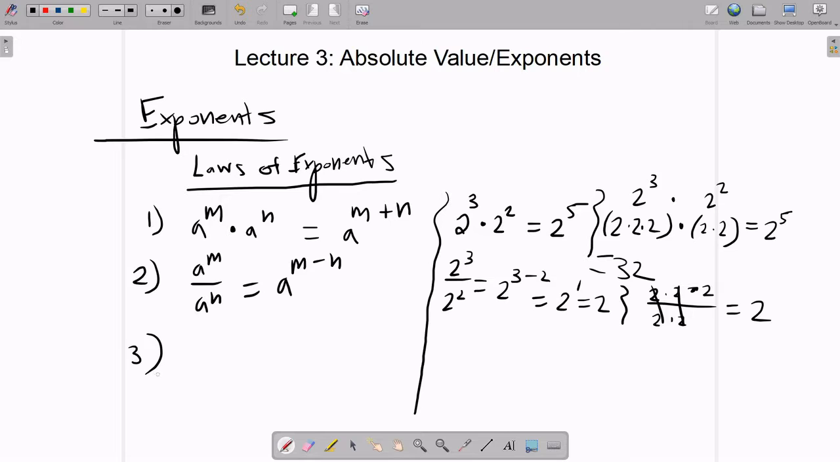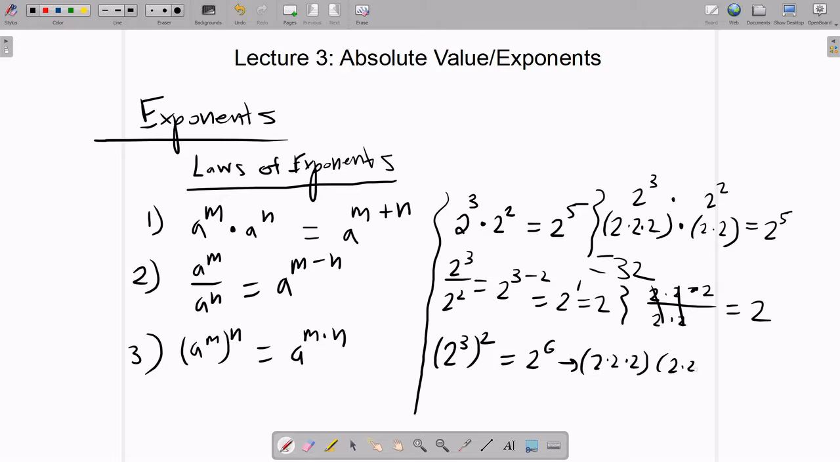The third law would be if you raise your exponent to another power. A to the m raised to a power of n is equal to a to the m times n, multiplicative of exponents. Again, 2 to the third raised to the second power equals 2 to the sixth. If you want to write out the numbers, 2 times 2 times 2. If you square that, you get another 2 times 2 times 2. You get 6 of them, which will give you back 2 to the 6th.